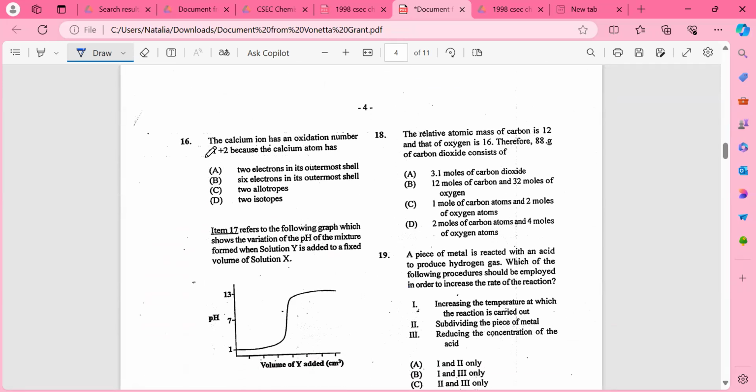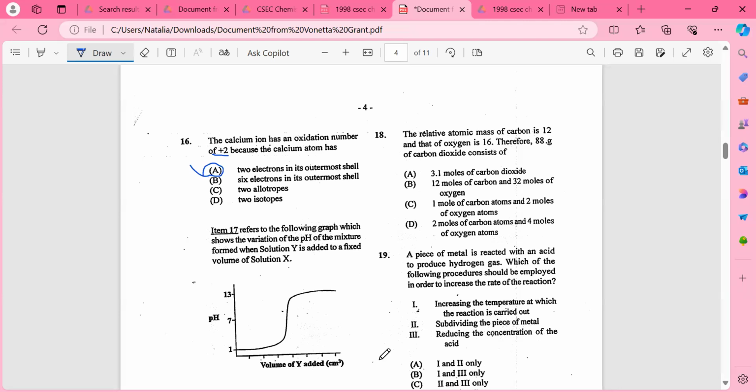Calcium has an oxidation number of 2+. This is because the calcium ion would have lost 2 electrons, and it has 2 electrons on its outer shell. So because the calcium has 2 electrons on the outermost shell, that's A.